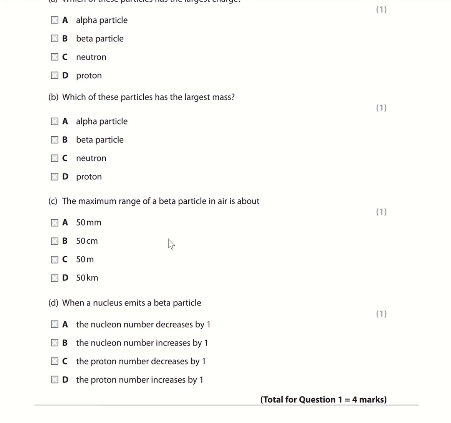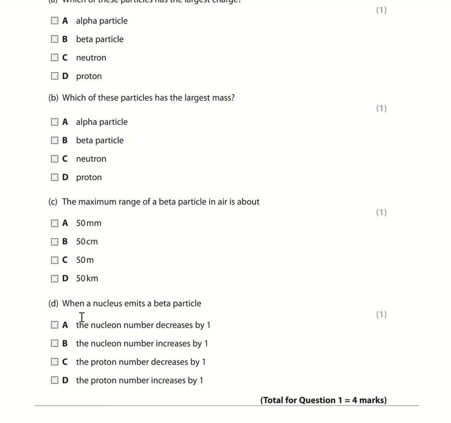When a nucleus emits a beta particle, the nucleon number decreases by 1, or the nucleon number increases by 1, or the proton number decreases by 1, or it increases by 1. So the proton number increases by 1, as a neutron turns into a proton and an electron is emitted, an electron particle.